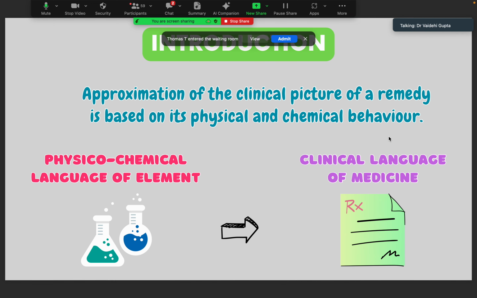Introduction. Approximation of the clinical picture of a remedy is based on its physical and chemical behavior. So the physical property of an element, the chemical property of the element is the physico-chemical language of the element, which is reflected as clinical language of the medicine.